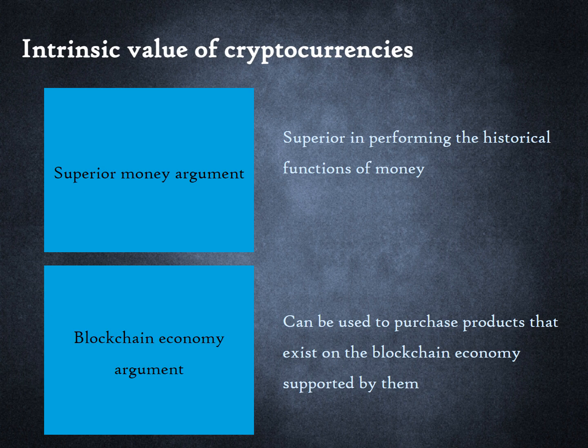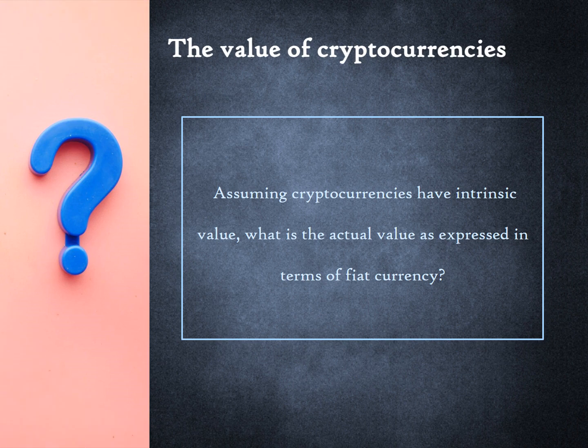Which source of intrinsic value is more relevant depends partly on the nature of the cryptocurrency itself. For instance, Bitcoin's value is more explainable by the superior money argument and Ether's more by the functional use argument. So far in this lesson, we have discussed the source of intrinsic value of cryptocurrencies. Crypto detractors say they have no value. Crypto proponents say they have value, as per the superior money and functional use arguments.